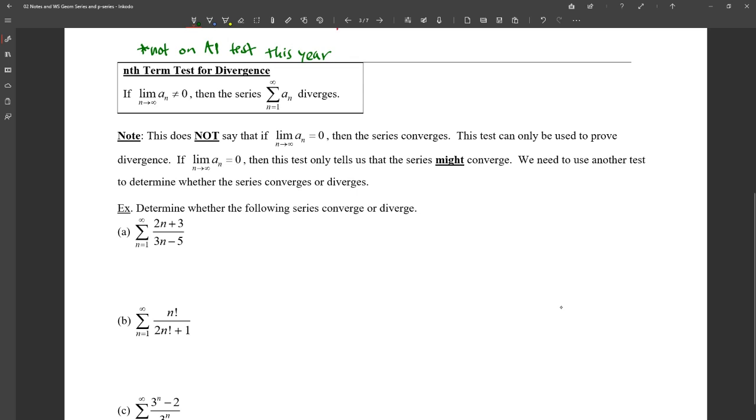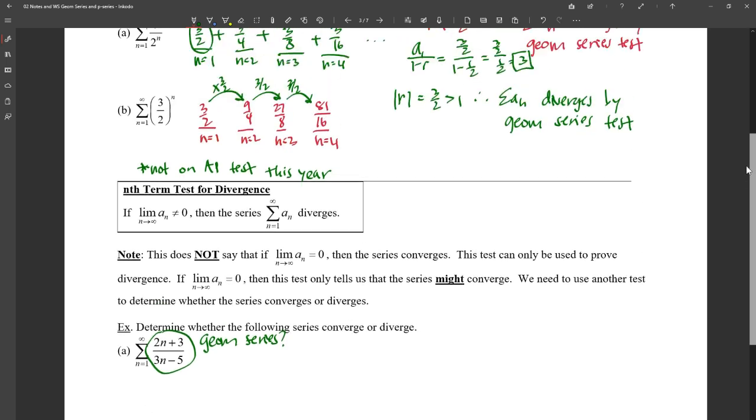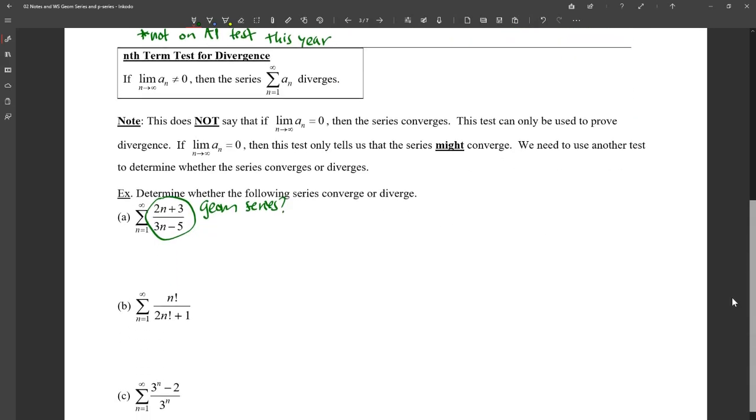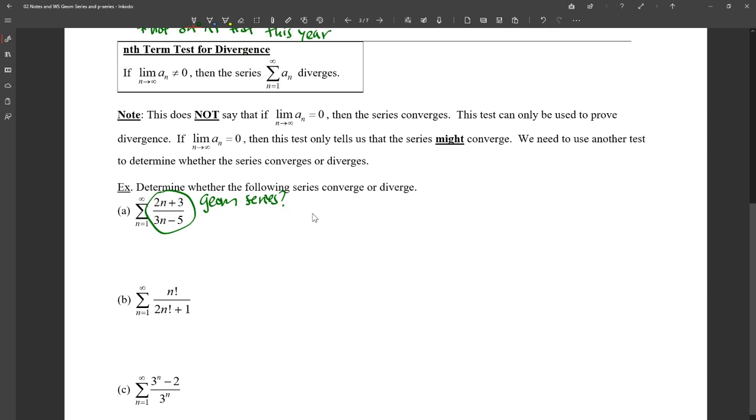Now the first thing we want to do is look at the series and make sure it's not a geometric series, because if it's a geometric series, we should just use the geometric series test. That's the easiest thing to do. But if it's not a geometric series, I could do the sequence of partial sums, but that takes so much time. So let me use the nth term test for divergence to see if this series converges or diverges.